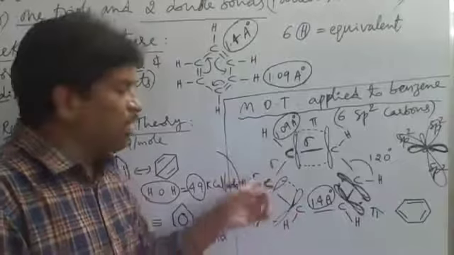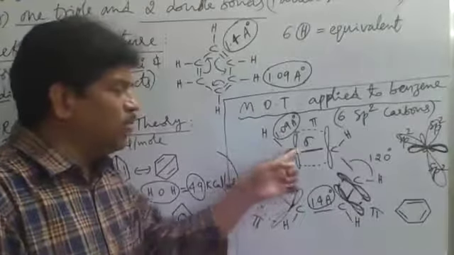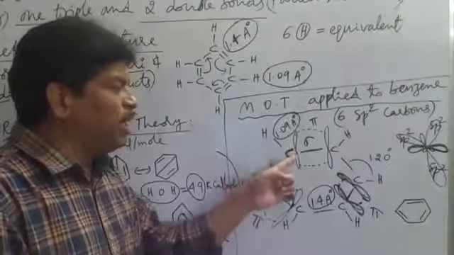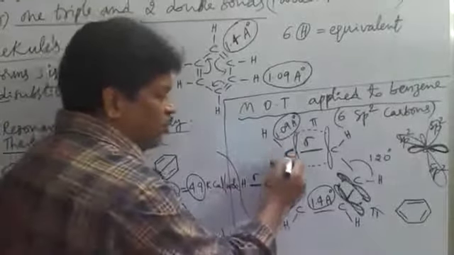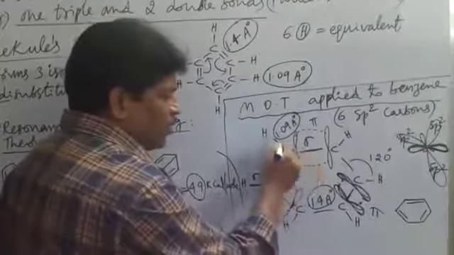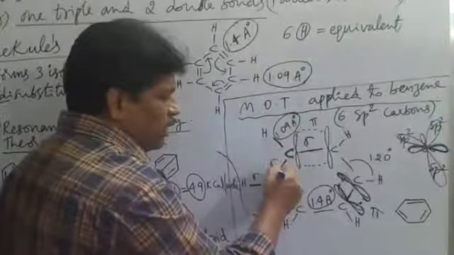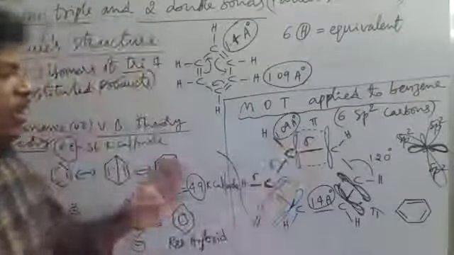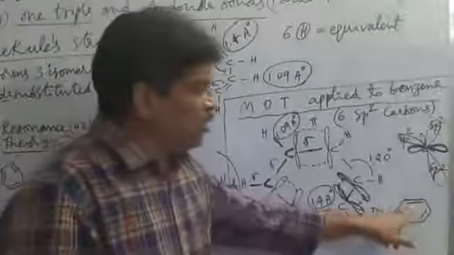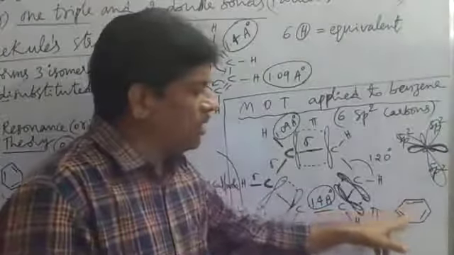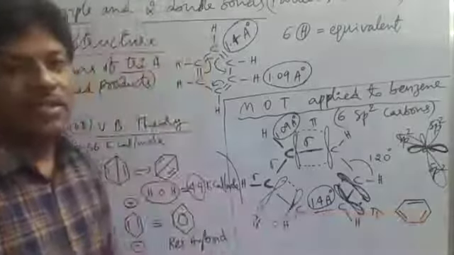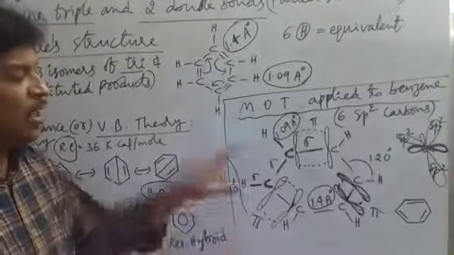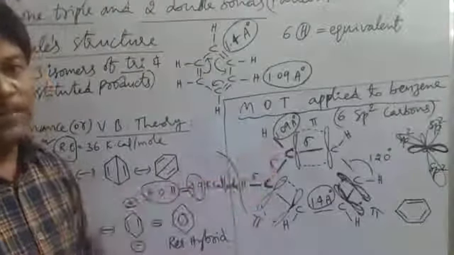So this is the orbital diagram of benzene. Every carbon has 3 sp2 hybrid orbitals and 1 pure p orbital. Here 1 sp2 hybrid, here 1 sp2 hybrid, here 1 sp2 hybrid: 3 hybrids, then 1 pure p orbital. So in this way, the alternate double bonds are produced in the benzene ring. This way the orbital diagram of benzene can be explained.